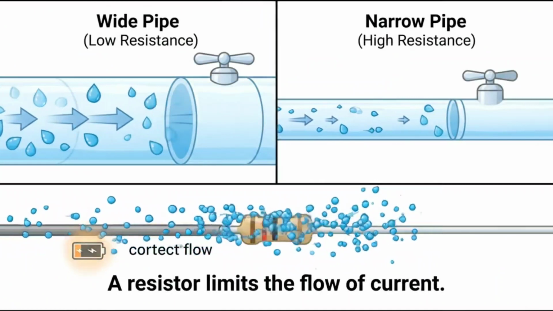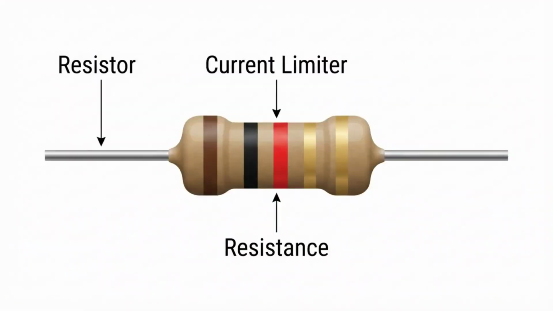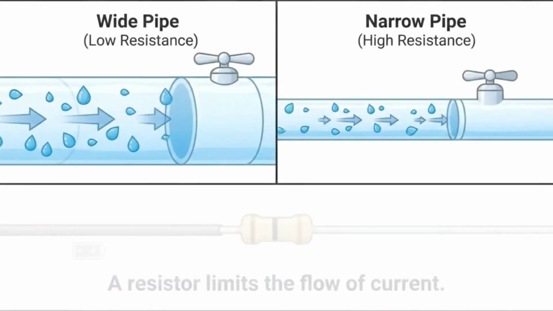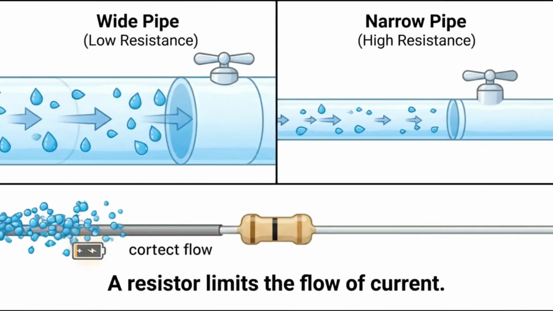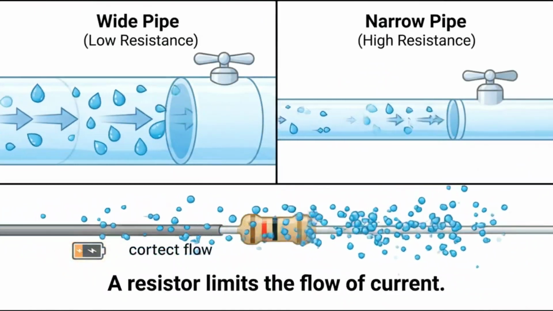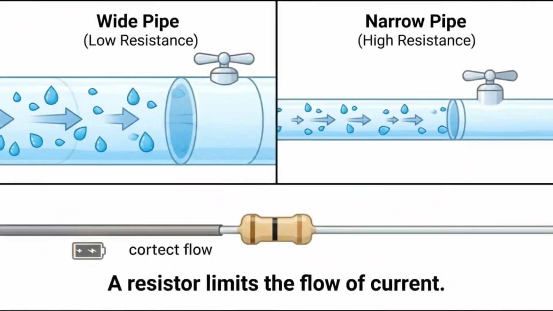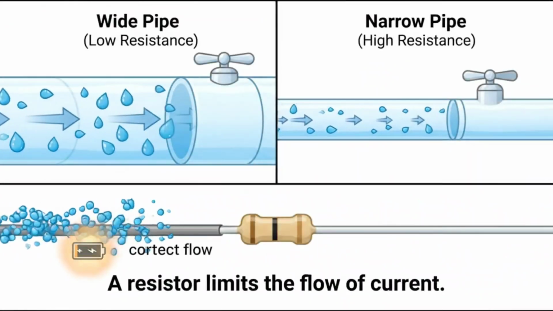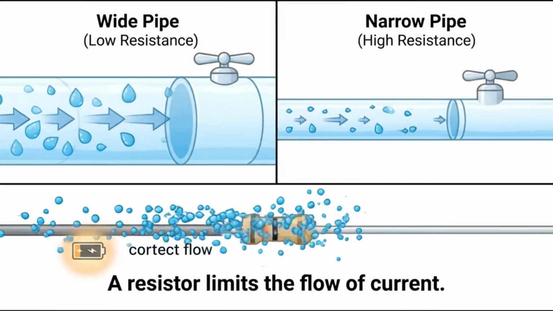A resistor is a passive electronic component that opposes or limits the flow of electric current. In simple words, it acts like a traffic controller for electricity. But if the pipe becomes narrow, less water can pass through. In the same way, a resistor creates opposition to the flow of electric current. This opposition is called resistance. The unit of resistance is ohm, represented by the Greek symbol omega.